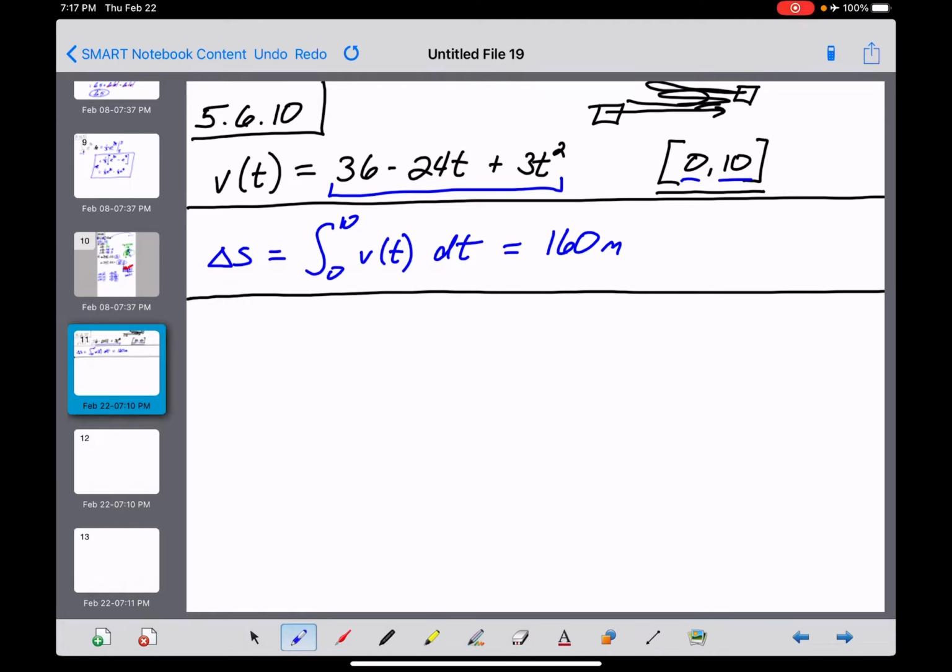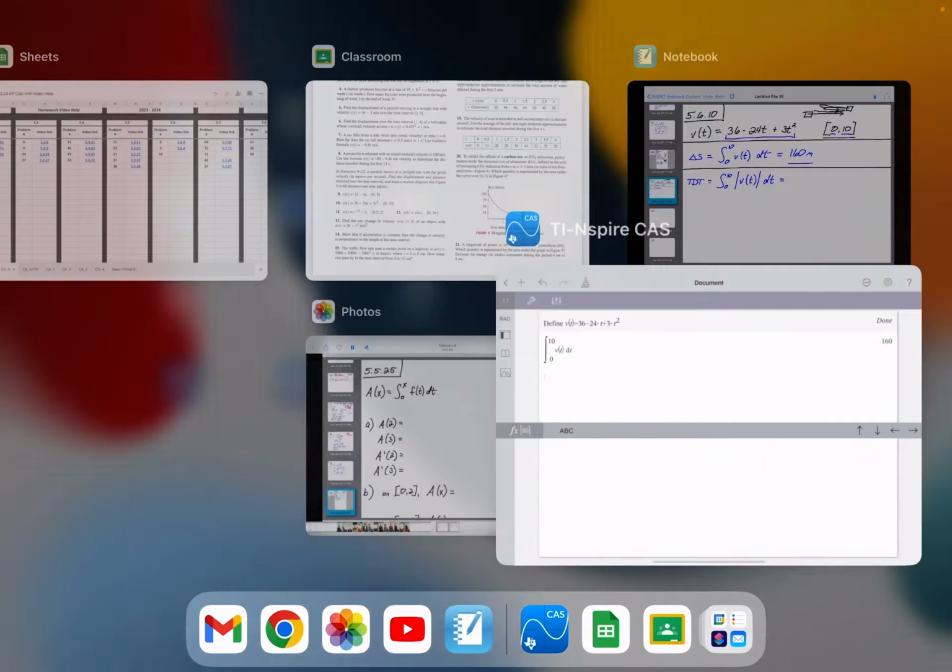So the next two parts of this question are going to ask you to dig a little bit deeper into that. The second thing they want is total distance traveled. Now, this is another formula that was in your 5-6 notes. It's almost the exact same formula as displacement. The only difference is we apply an absolute value around the v of t function in your integrand. Now that is probably, not necessarily, but probably going to give us a larger answer than this 160 meters that we came up with just a moment ago.